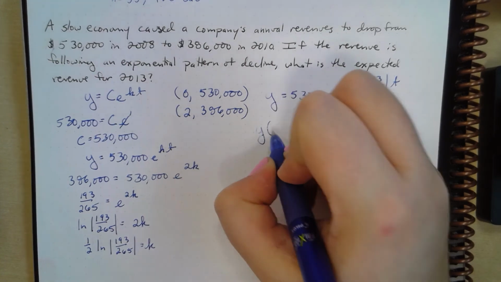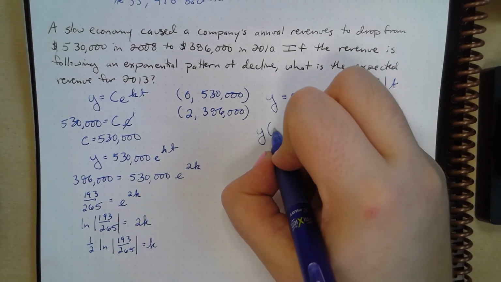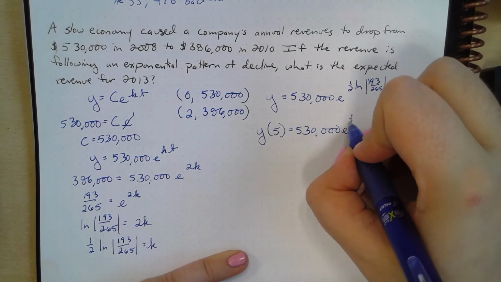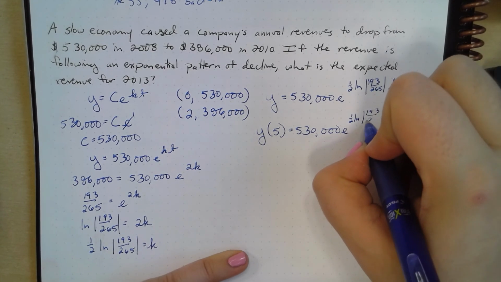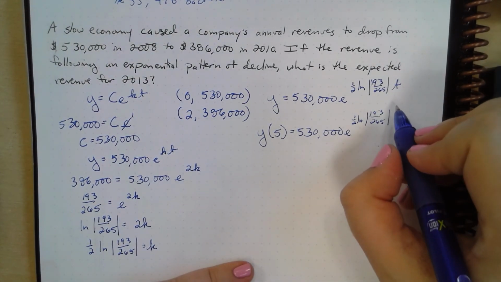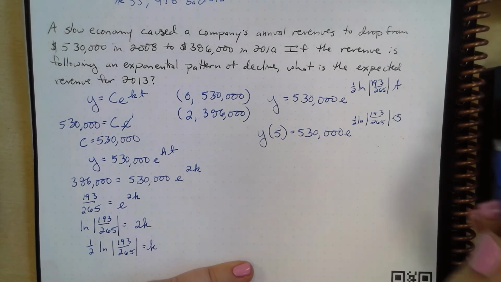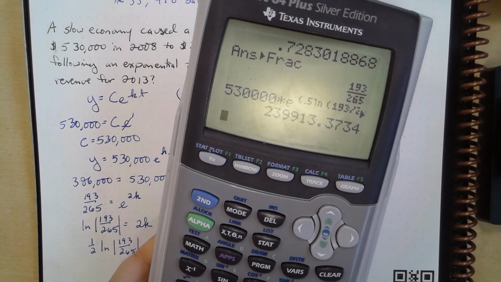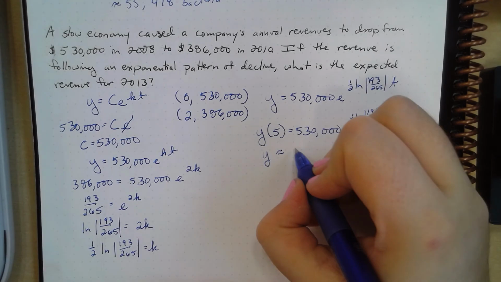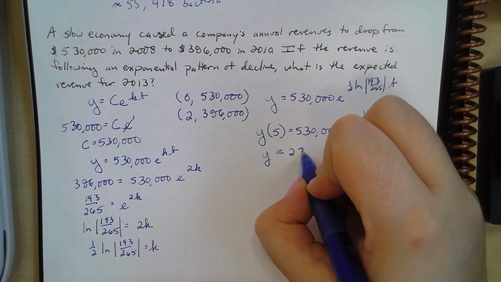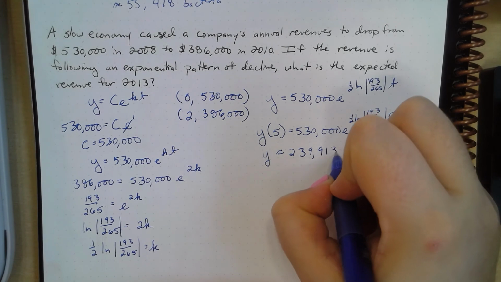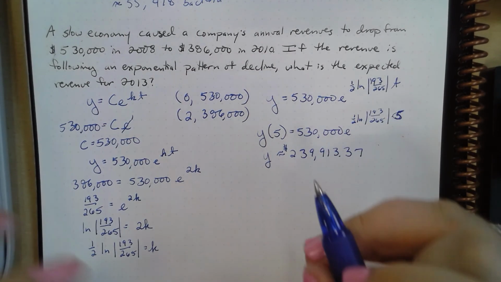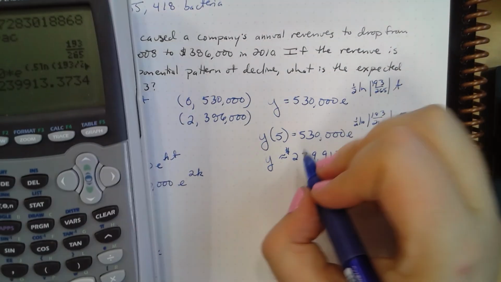2013 from 2008 is going to be 5, so we're going to have y of 5 is equal to 530,000 e to the 1/2 ln of 193 over 265 times 5. I'm going to pause while I put this in the calculator because it's boring to watch me do that. I typed it in and got my answer. So y is about $239,913.37. I don't know why I got a slightly different answer, but anyway, that's the expected revenue in 2013.